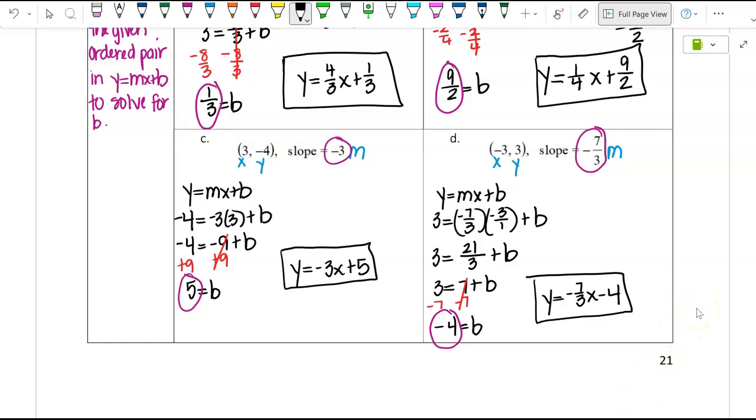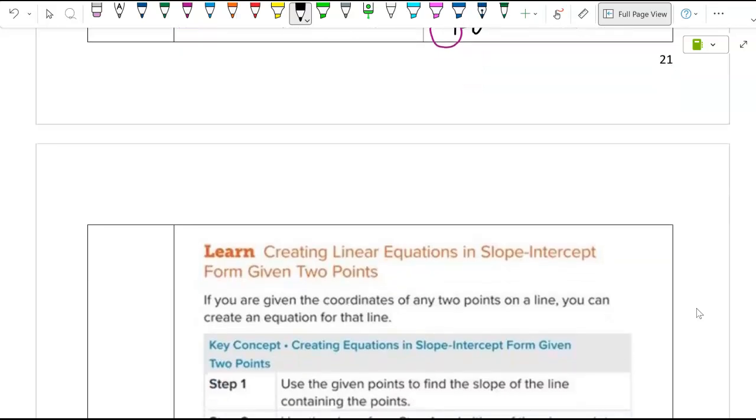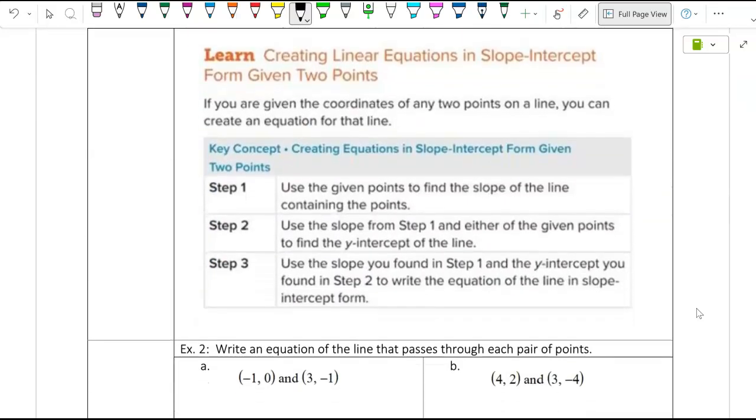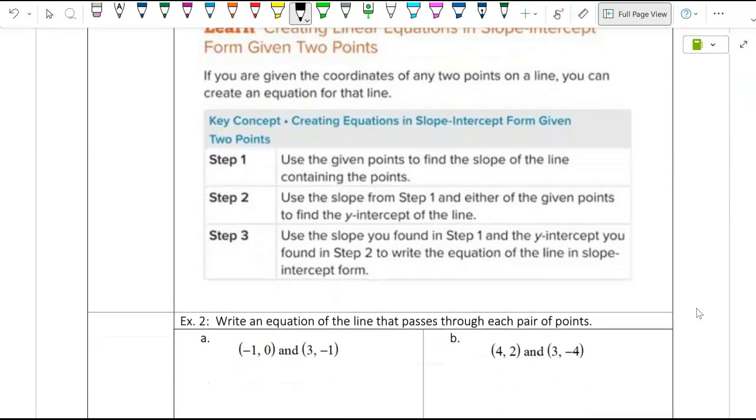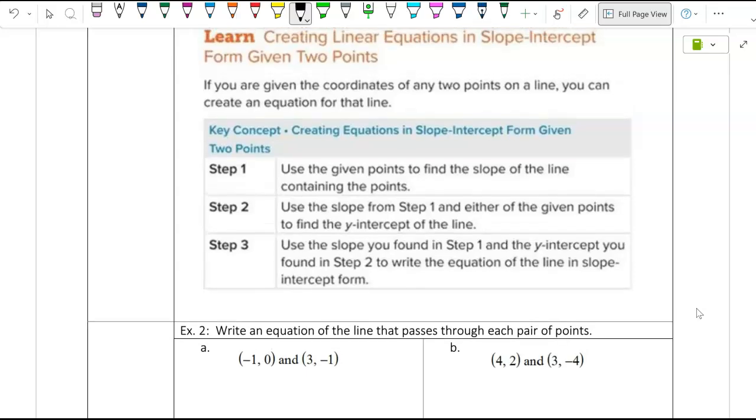So that's if they give us a point and the slope, then we just have to solve for the y-intercept. But now in the next set of problems, they're just going to give us 2 points and ask us to write the equation in slope-intercept form. So there's going to be an added step. We're going to have to use the 2 points to determine the slope, and then use one of the points to determine the y-intercept. And that's the steps they're giving you there.